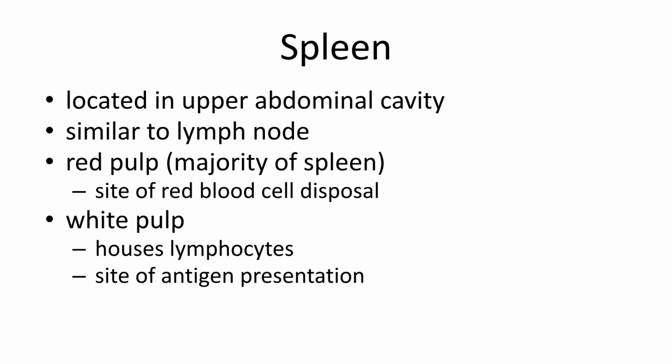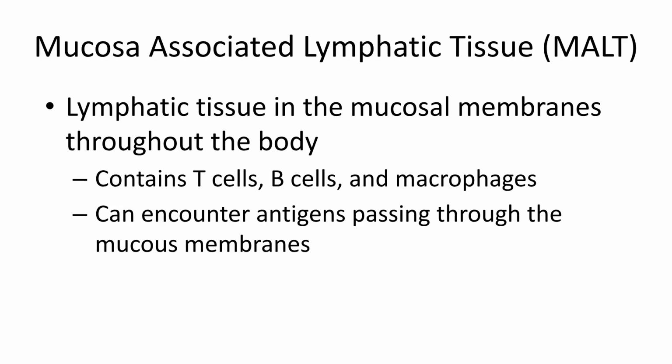The spleen is located in the upper abdominal cavity and is similar to a lymph node. The red pulp disposes of red blood cells, while the white pulp houses lymphocytes and is the site of antigen presentation. Mucosa-associated lymphatic tissue, or MALT, is lymphatic tissue in the mucosal membranes throughout the body.